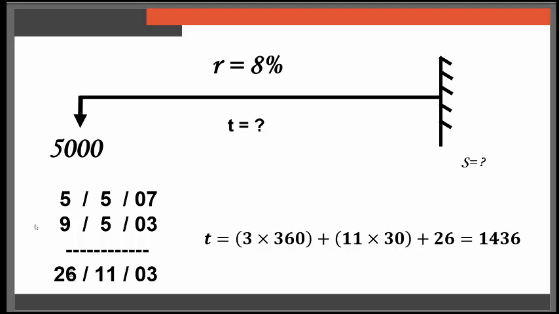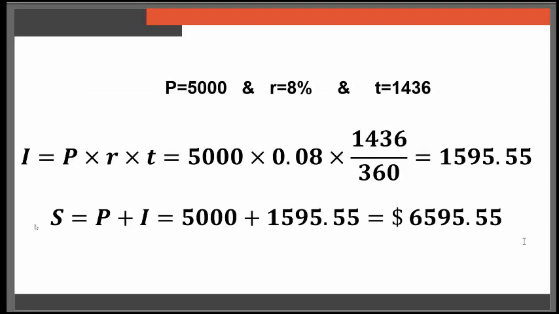To get it in days, 3 times 360 plus 11 months by 30 days plus 26. So T will be equal 1436. By substituting for B equal 5,000, R equal 8%, T equal 1436 in a formula of I, which is equal BRT, so I will be equal 1595.